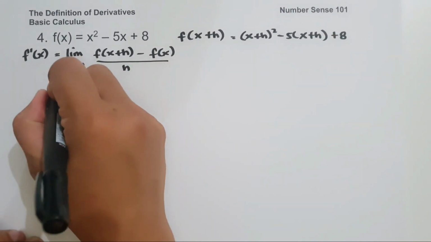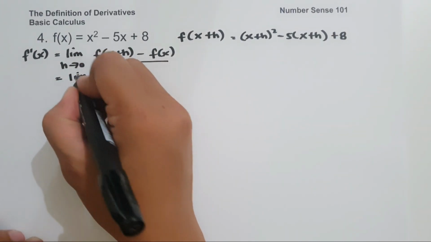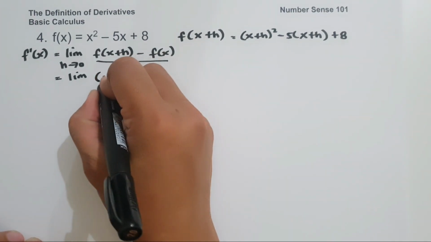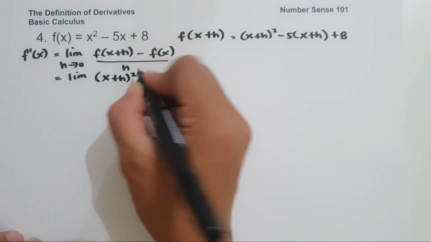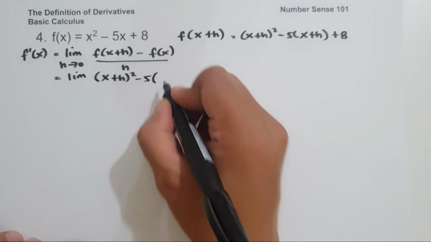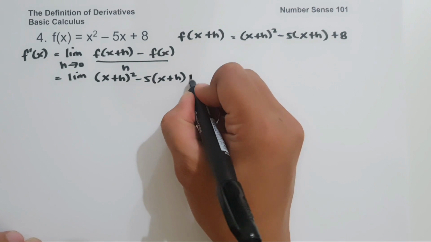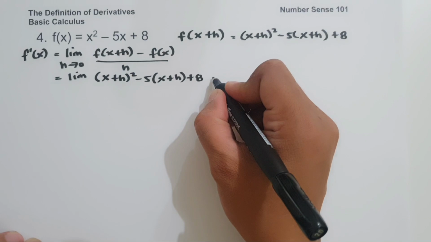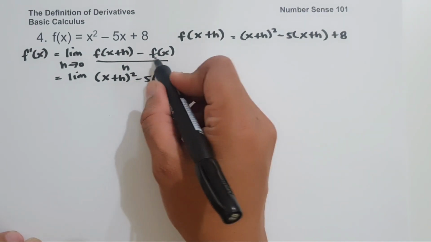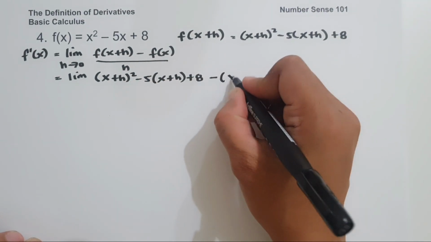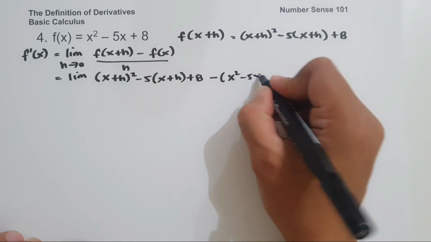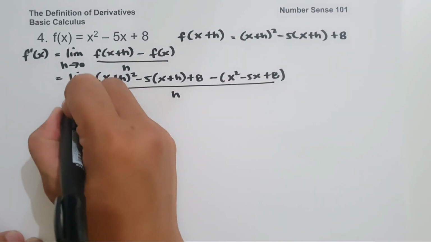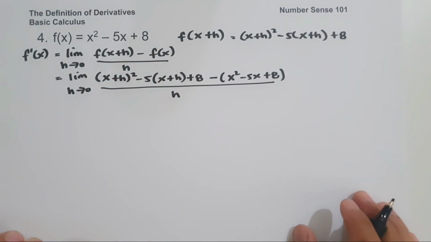So this will be limit of f of x plus h. Let us write this one: quantity x plus h squared minus 5 times the quantity x plus h plus 8. And then let us have minus f of x, that will give us x squared minus 5x plus 8, all over h as h approaches 0.